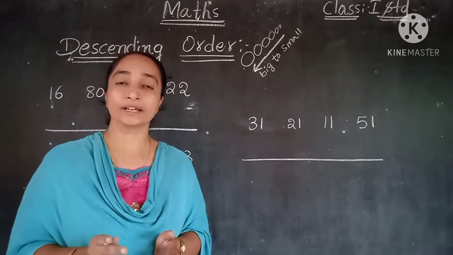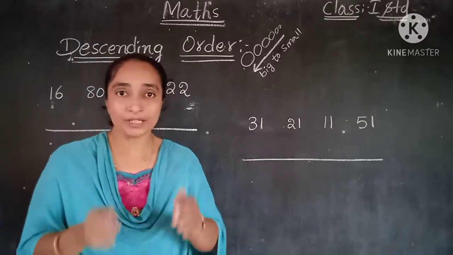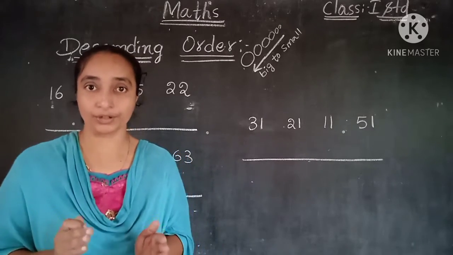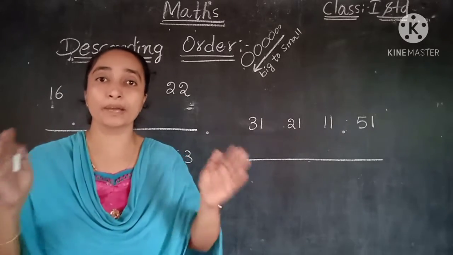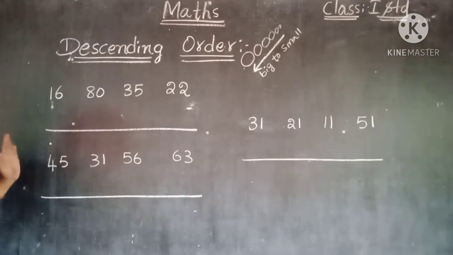So we have to identify all the big numbers. In ascending order we identify all the small numbers. Now in descending order we have to take only the big numbers. Okay children? First we have to take the big numbers. Let us see now, children.